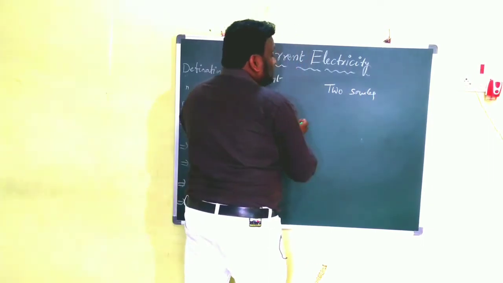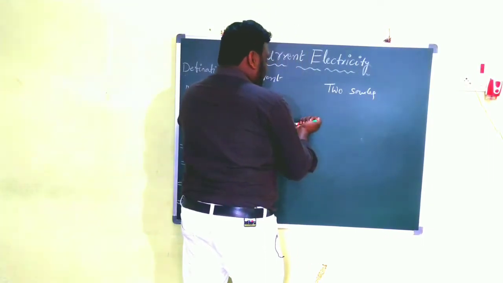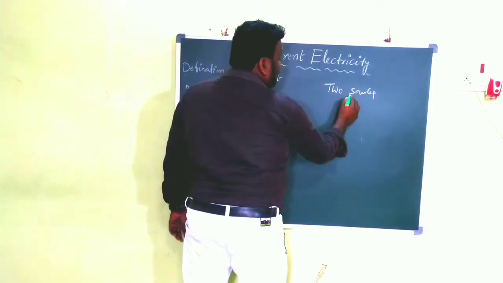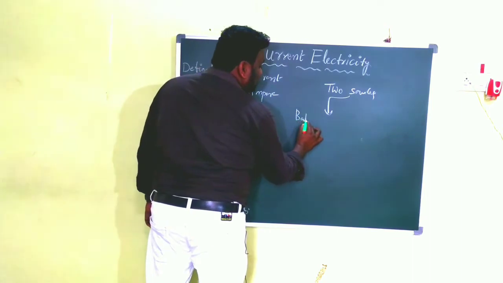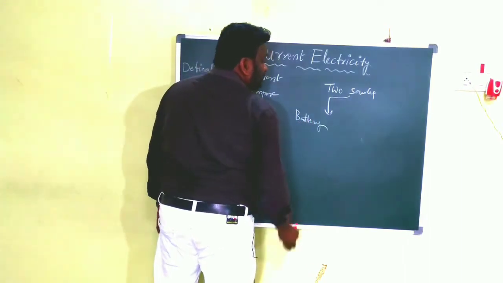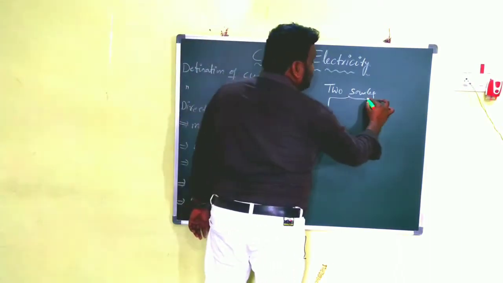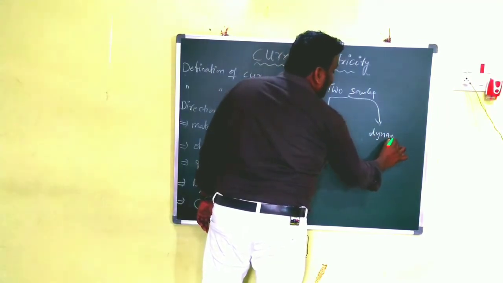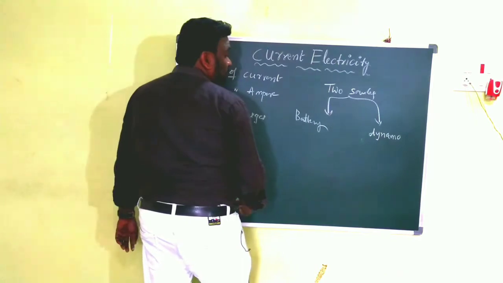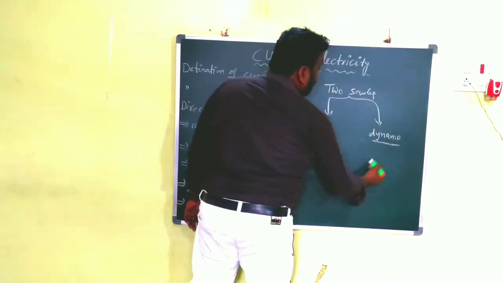There are 2 sources that give the electric current. Generally in circuits we mention the battery, and another source is nothing but the dynamo. These 2 are the main sources of electric current, battery and dynamo.